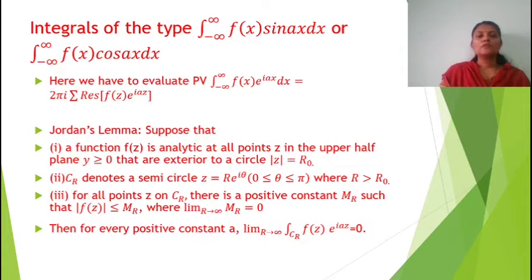So we have to evaluate this type of problems, minus infinity to infinity f of x sin ax dx or f of x cos ax dx. We know that sin ax is the imaginary part of e raised to iaz and cos ax is the real part of e raised to iaz, that we are using, and we are doing the problem same as in the case of improper integrals. Only case is that we are taking f of z e raised to iaz. Now let's do the problems.